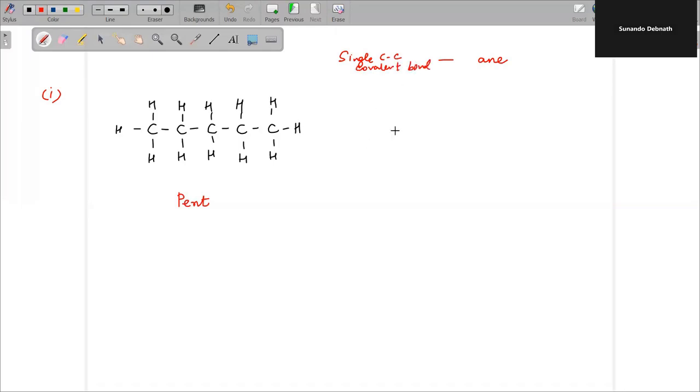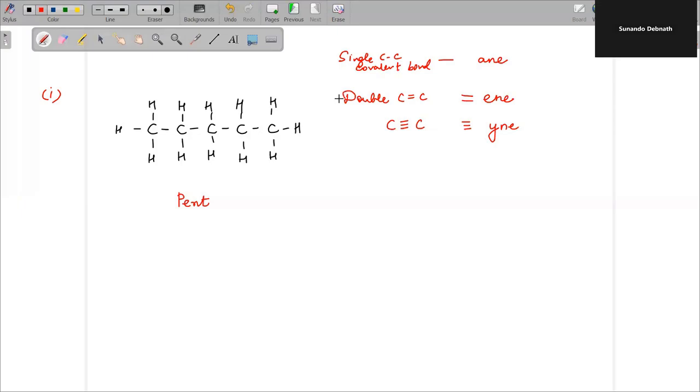Everywhere, the suffix is ane. But if at any place you find a carbon-carbon double covalent bond, 2 lines are shown, and the suffix is ene, not ane. And if you have a carbon-carbon triple covalent bond, then the suffix used is ine, Y-N-E, ine.